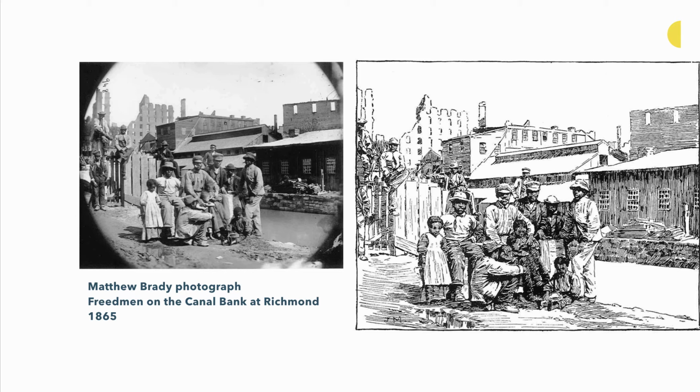This is attributed to Matthew Brady, the photographer. It's called Friedman on the Canal Bank at Richmond. Photographers supplied the visual evidence needed by illustrators to document an event. On the right, we see a wood engraving made by John MacDonald based on this photograph. The tonality of the photographer's image is reinvented with the visual syntax of a wood engraved line.